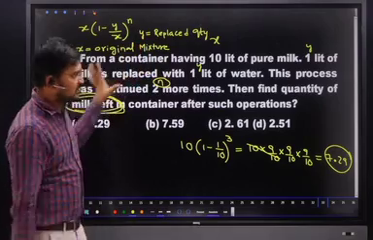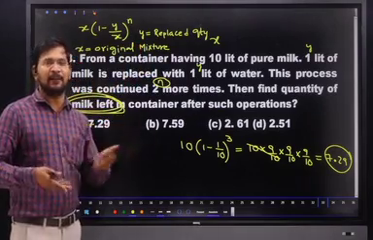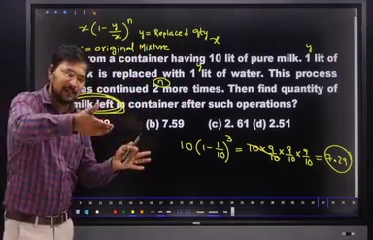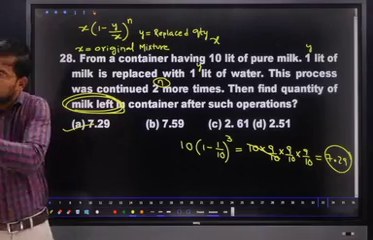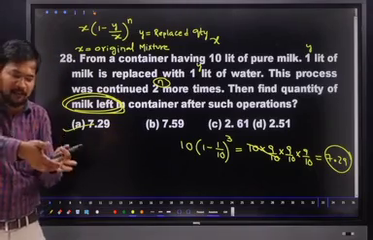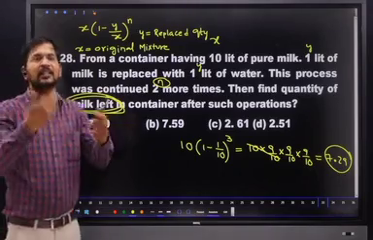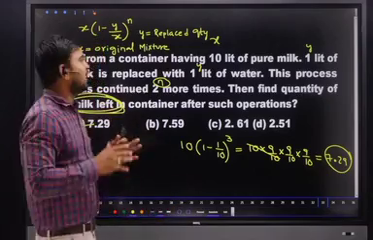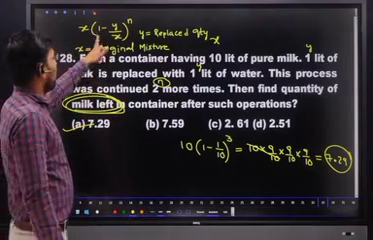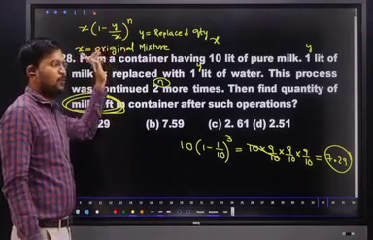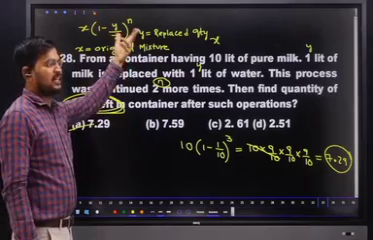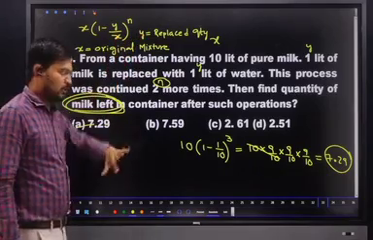So whenever they're asking this type of replacement, where some original mixture is there, some quantity you are taking out, and the same quantity you are adding, again taking out, again adding. In this type of question, just try to remember x into (1 minus y by x) whole power n, where x is the original quantity, the original mixture, and y is the replaced quantity. All of you okay? Just make a note.